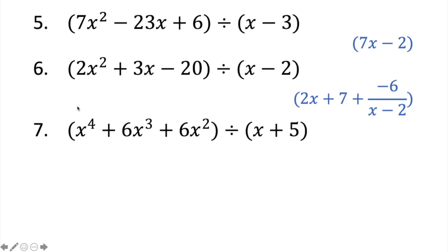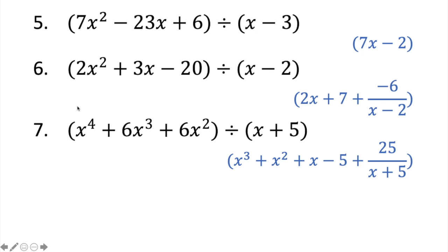Next, number 7. Notice that there are a couple of missing terms. You should make placeholders for them. X to the 4th plus 6x cubed plus 6x squared divided by x plus 5. The solution is x cubed plus x squared plus x minus 5 with a remainder of 25 over x plus 5.